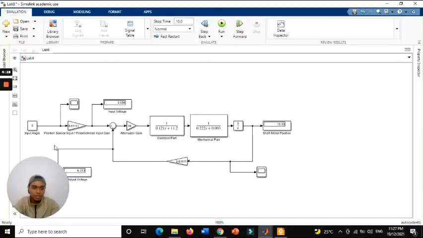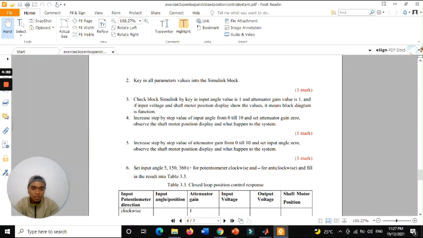Input angle, position sensor input, attenuator gain. This is the electrical part, this is the mechanical part, shaft motor position, input voltage and output voltage. Okay, so first is to increase step by step the value of the input angle from 0 till 10 and set the attenuator gain to 0. Observe the shaft motor position display and what happens to the system.